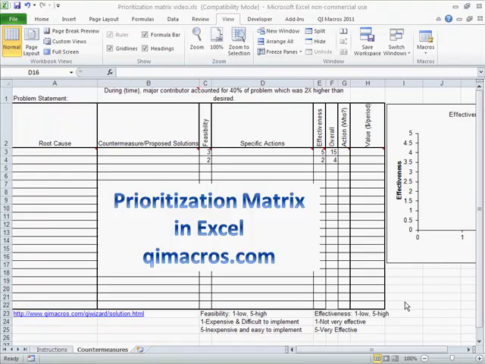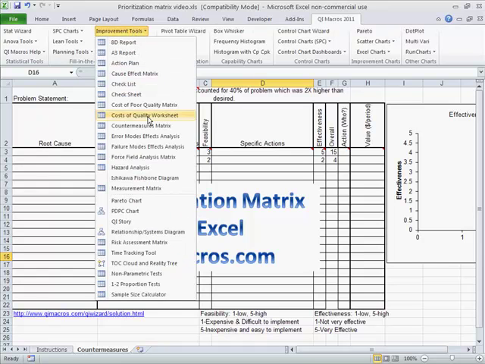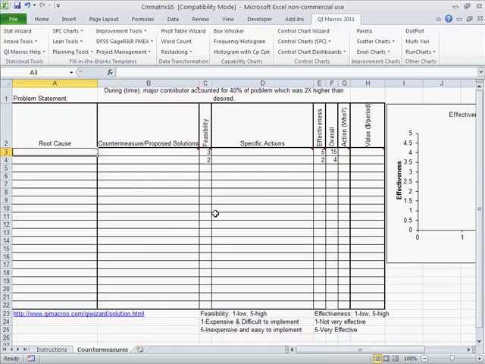Another one of the seven management and planning tools is the prioritization matrix. The goal here is to help you figure out how to organize things and come up with some sort of criteria to describe why you're deciding to do something or not do something else. The one you see here is the countermeasures matrix. In the QI Macros for Excel, if you go under Improvement Tools, you'll find the countermeasures matrix.